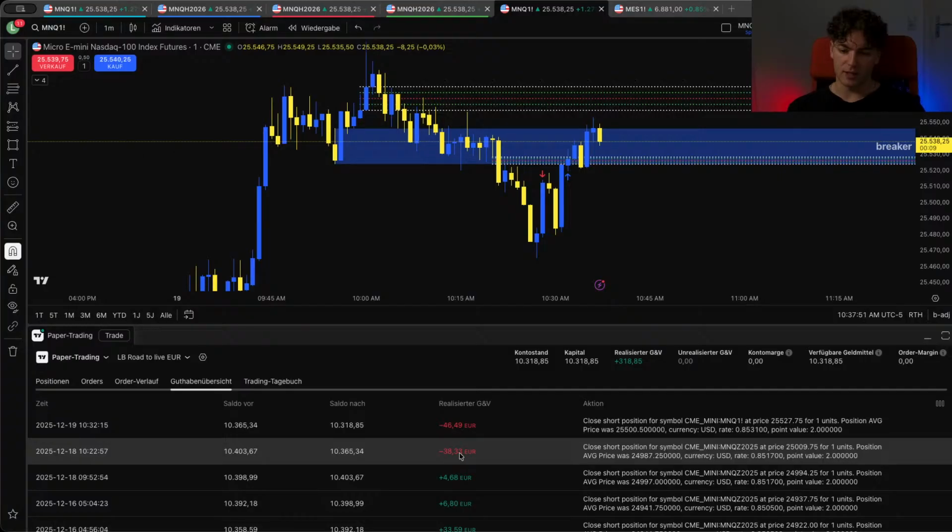Yesterday's loss was definitely unnecessary. I didn't want to take this trade. I wasn't fast enough to remove my sell limit order. And then I still had hope that we'd trade down into my break even to close the trade, but we didn't. It just smashed through my stop loss.